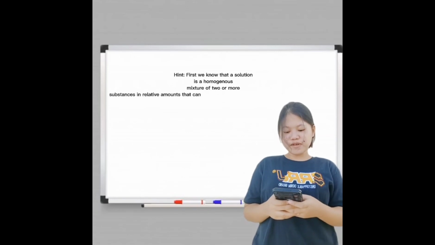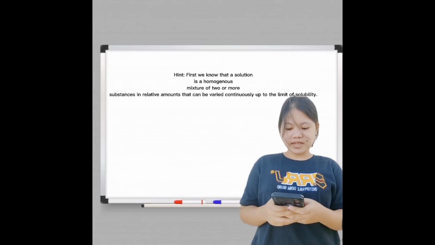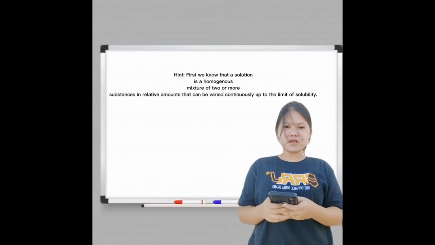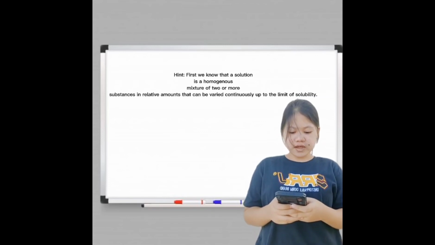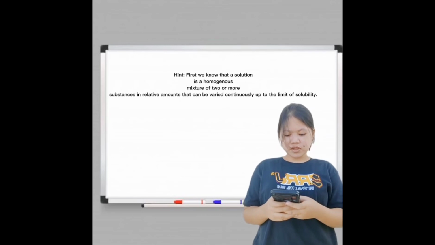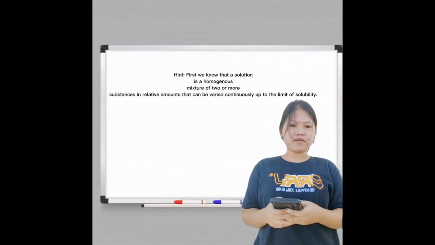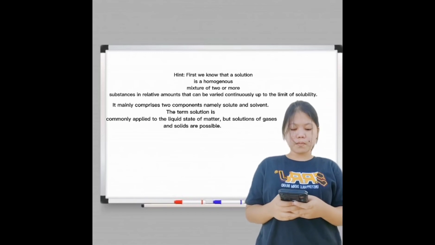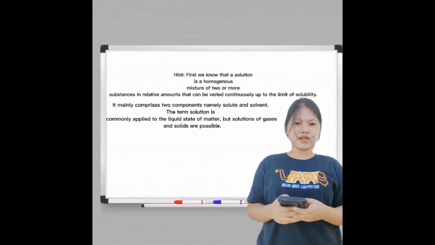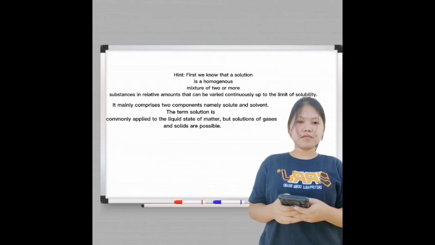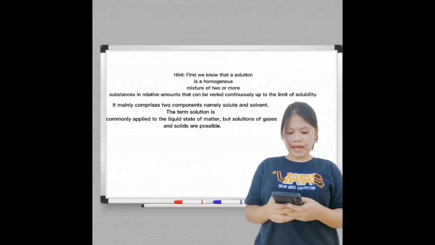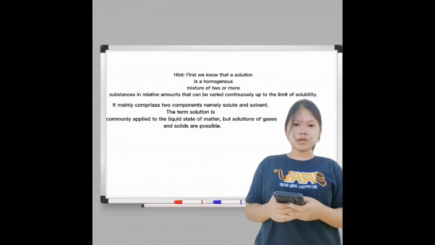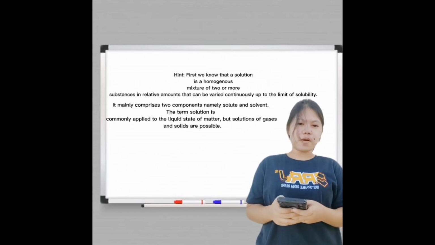Here we first need to know that a solution is a homogeneous mixture of two or more substances in relative amounts that can be varied continuously up to the limit of solubility. It mainly comprises two components, namely solute and solvent. The term solution is commonly applied to the liquid state of matter, but solutions of gases and solids are possible.